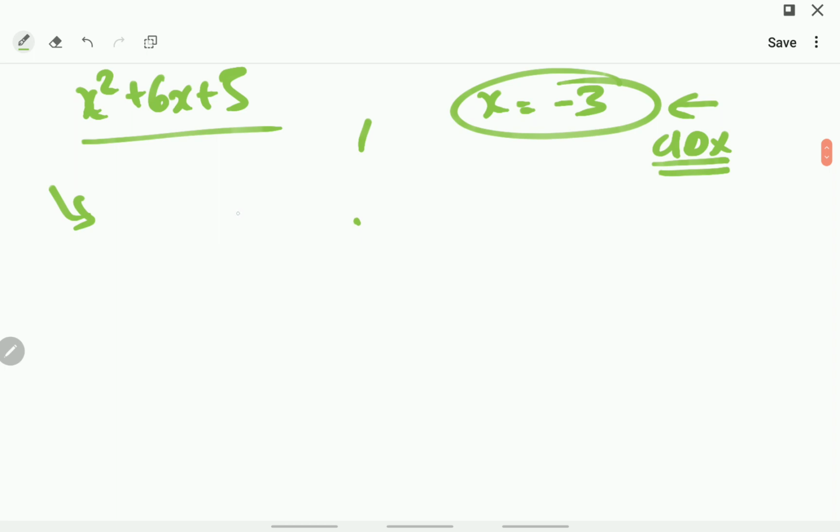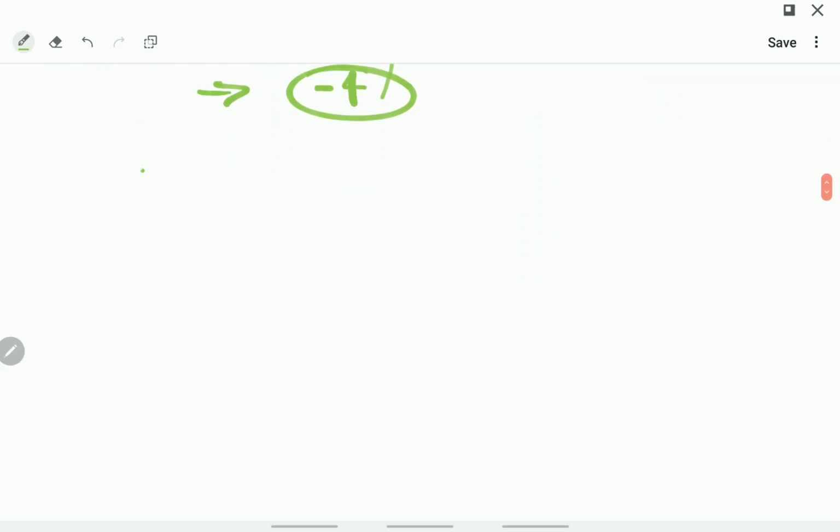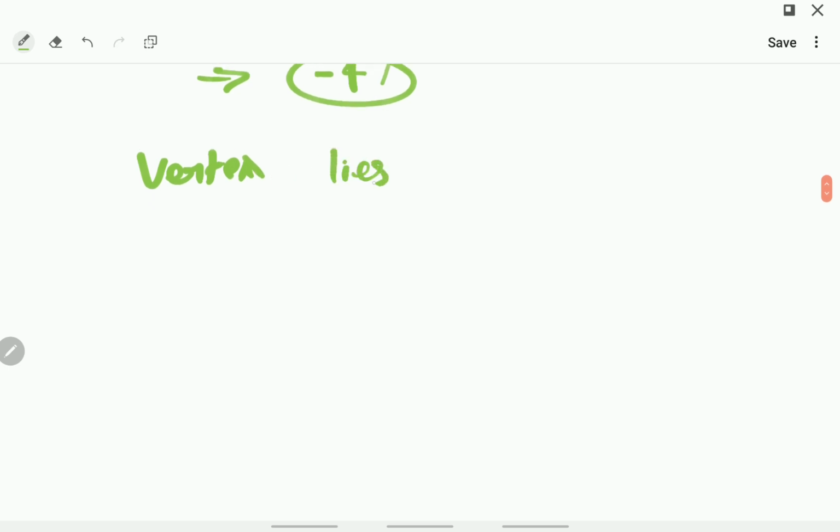Now, how do we actually do this? Well, you know how we know that x is equal to minus 3? Well, let's take this minus 3 and input it into the equation. So minus 3 whole squared plus 6 times minus 3 plus 5. When you do this, what comes out on the other end is equal to minus 4. This way, effectively, we understand that the vertex lies at minus 3, minus 4.